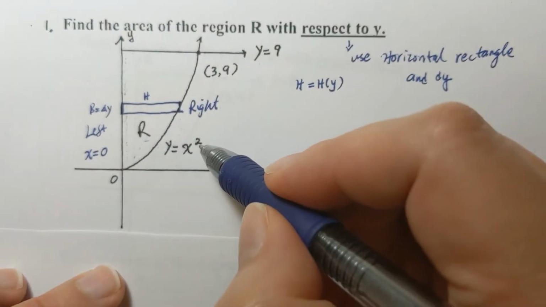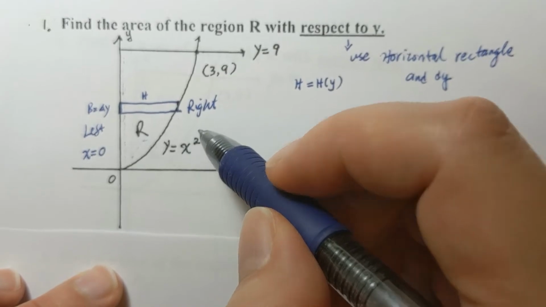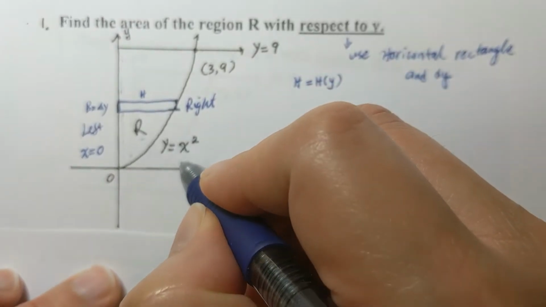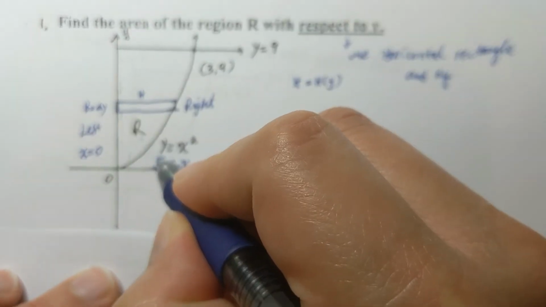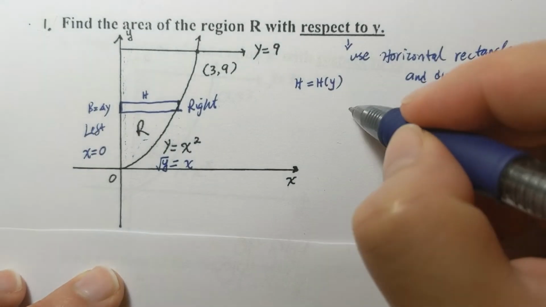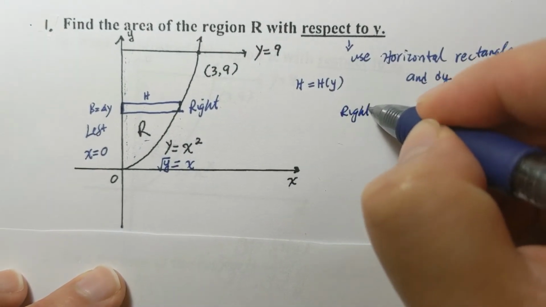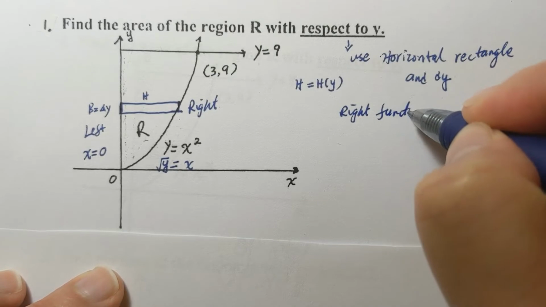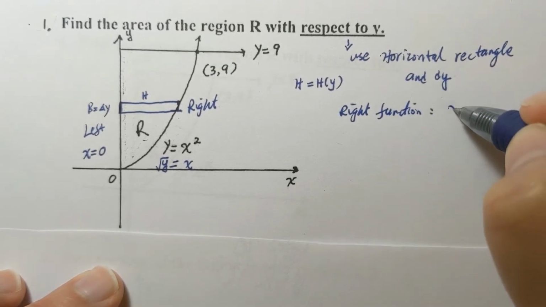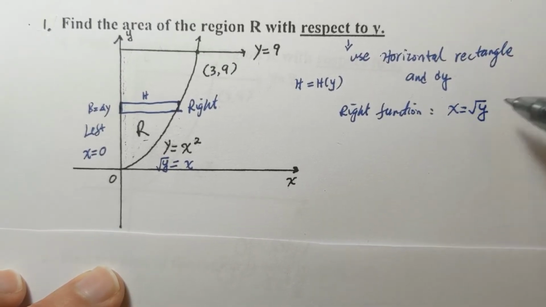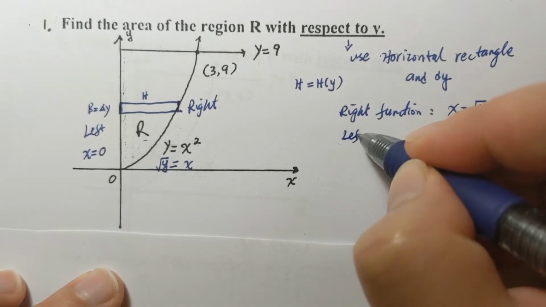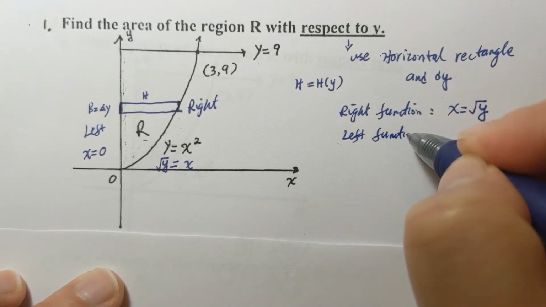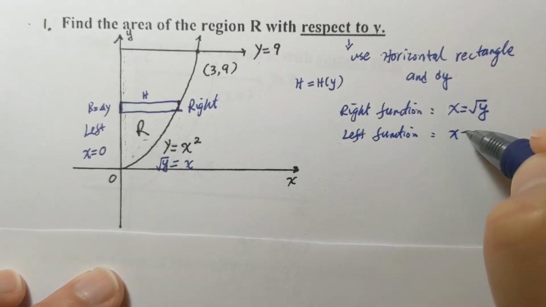And for the right function, we have to solve for x. So you have y equals x squared, so x equals the square root of y. So now we get the right function. That is x equal to square root of y. And the left function is x equal to 0.